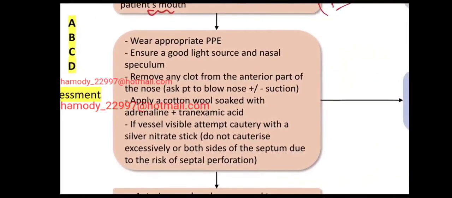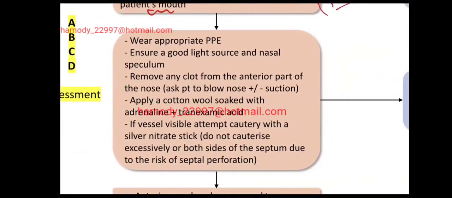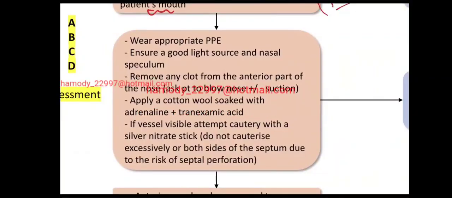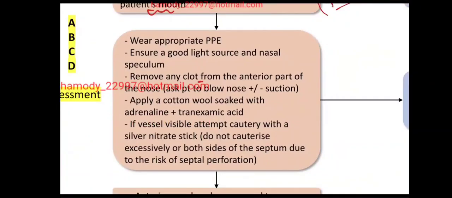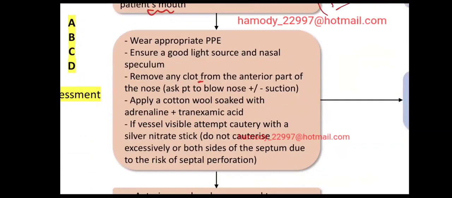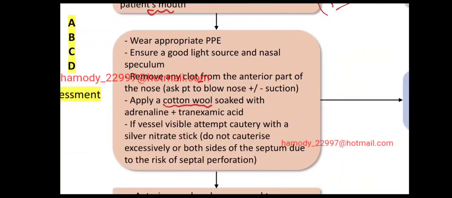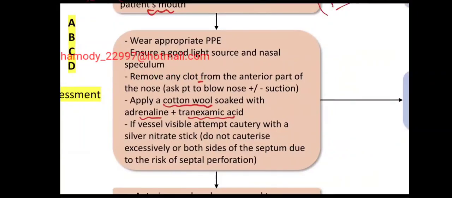Next one is you wear a PPE. If the bleeding doesn't stop by doing a first aid measure, you wear a PPE, make sure you have a good light source, and remove any clots from the anterior part of the nose. Ask them to gently blow. If required, do a gentle suction and remove all the blood and the clots present in the nasal cavity so that you have a good visual. Then use cotton wool, soak it with adrenaline and tranexamic acid and place it there. Usually that stops bleeding.